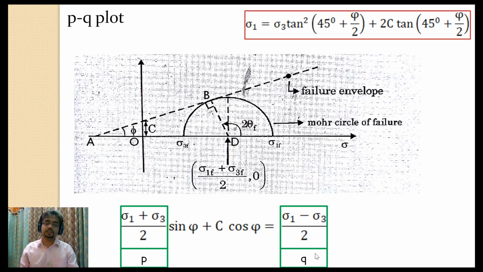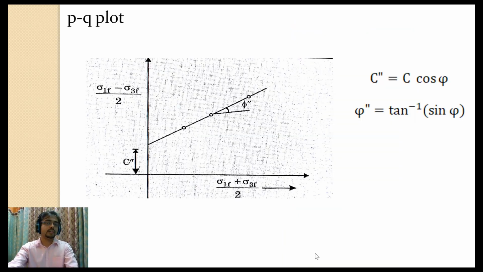So we can say P and Q can be plotted in a diagram like this, where P is on the x-axis, that is sigma 1 plus sigma 3 by 2, and Q is on the y-axis, which is sigma 1 minus sigma 3 by 2. So we can find a plot like this. Clear? Now we are going to have three soil samples. For these three soil samples, sigma 1 and sigma 3 values are going to be different. So for each of these samples, P and Q values are going to be different, giving in total 3 P values and 3 Q values.